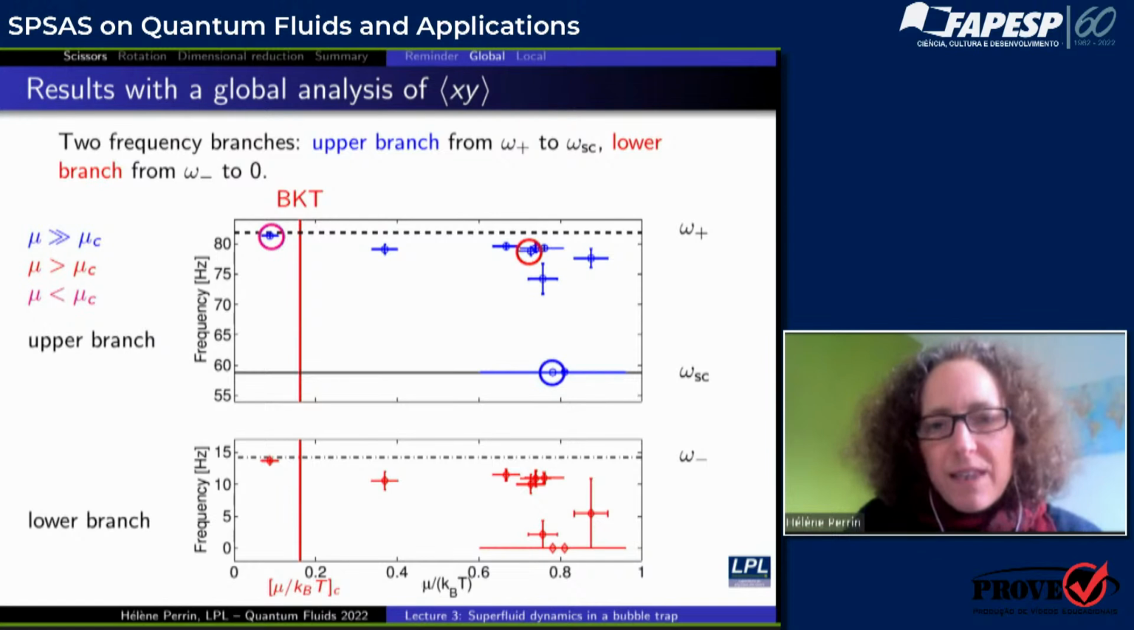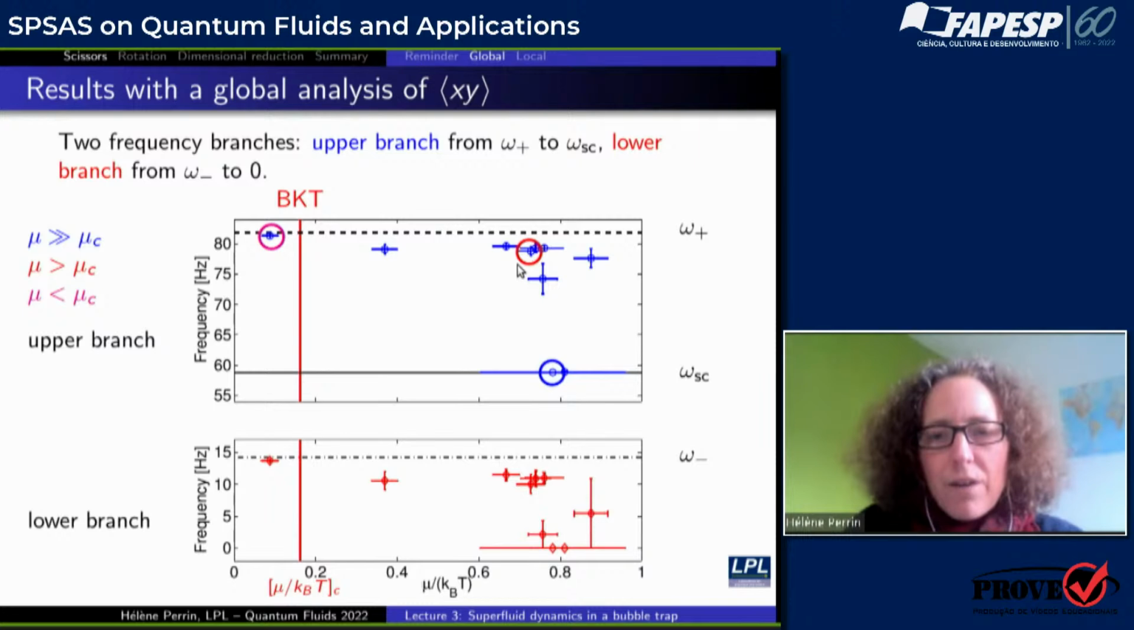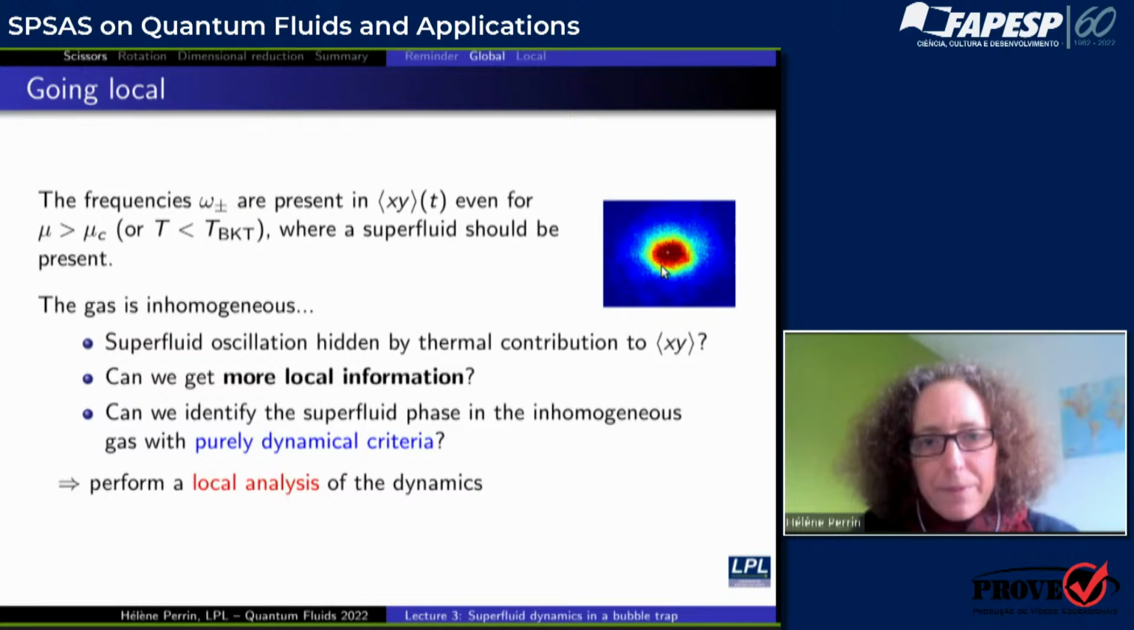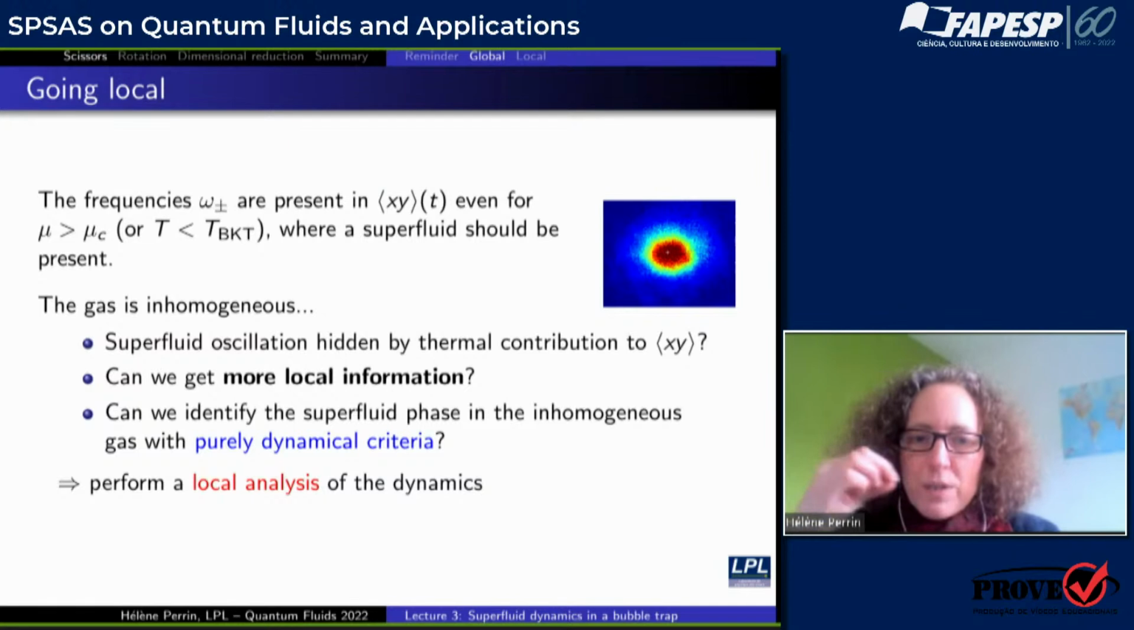And to understand that deeper, I will concentrate on three situations. One situation where we are clearly thermal, one where we are clearly superfluid, and some in-between situation where it's an intermediate value for the chemical potential. The point is that with this general average value over the whole sample, probably we miss some information, because when we first reach the superfluidity threshold, we will reach it in the center where the density is larger, but not on the edges. So to be able to identify the transition with pure dynamical criteria, we went to a more local analysis of the dynamics.